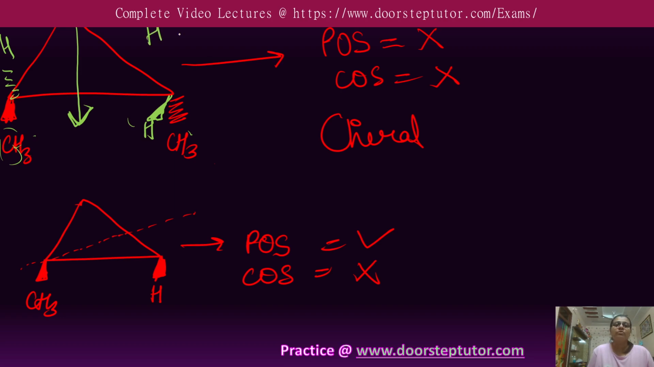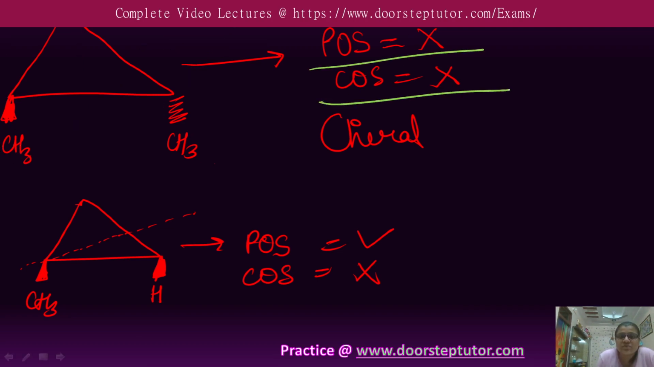Hydrogen reflecting with the CH3 group cannot be possible, because if hydrogen is reflected with CH3, then this will not result in the indistinguishable form. So that's why this is a chiral molecule, because there is no plane of symmetry present, no center of symmetry present, and the molecule is chiral.